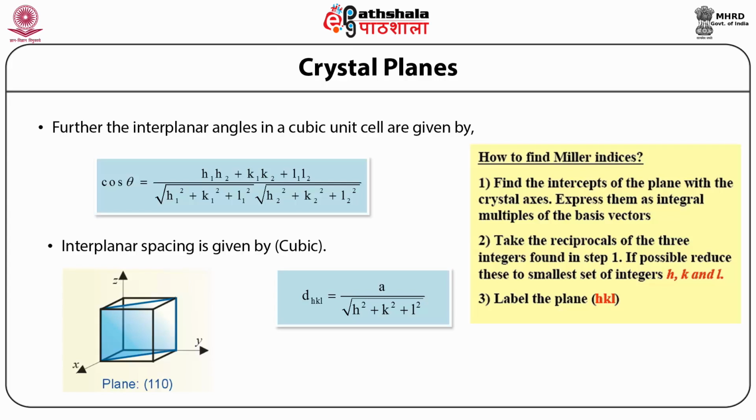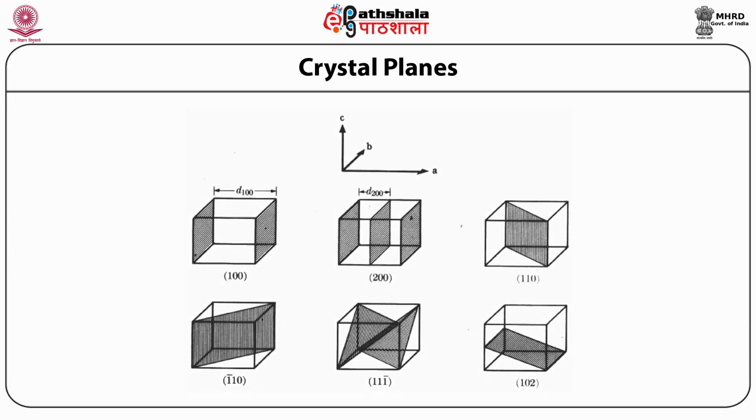These expressions are valid only for cubic unit cells. For non-cubic systems, the interplanar angles and spacings would be different. All these figures show various examples of planes having definite Miller indices. Here d100 denotes the spacing between the two 100 planes, whereas d200 denotes the spacing between the 200 planes.